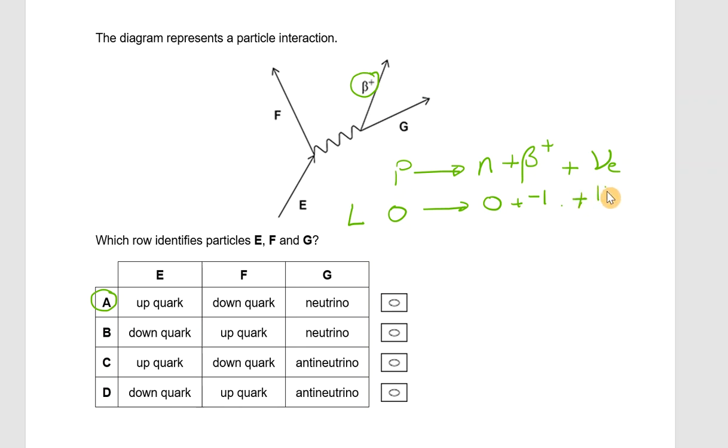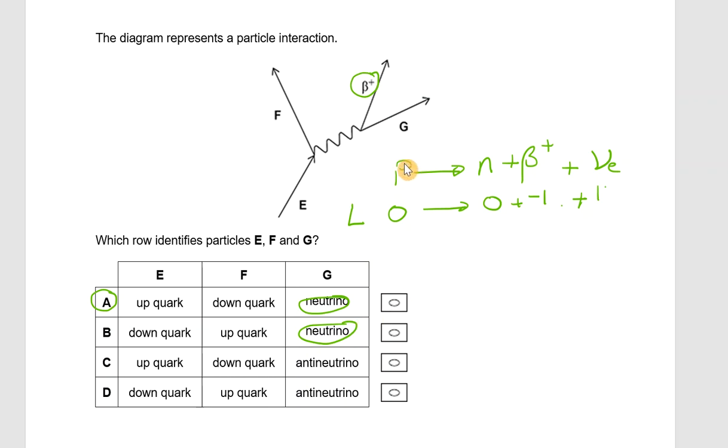Well, if you look on your data sheets, you'll see there isn't much choice of what particles can have a lepton number of +1, but neutrinos are one of them. So on the left-hand side of the equation, the lepton number is 0, and on the right-hand side of the equation, the total lepton number is 0. So lepton number has been conserved. Particle G is a neutrino.